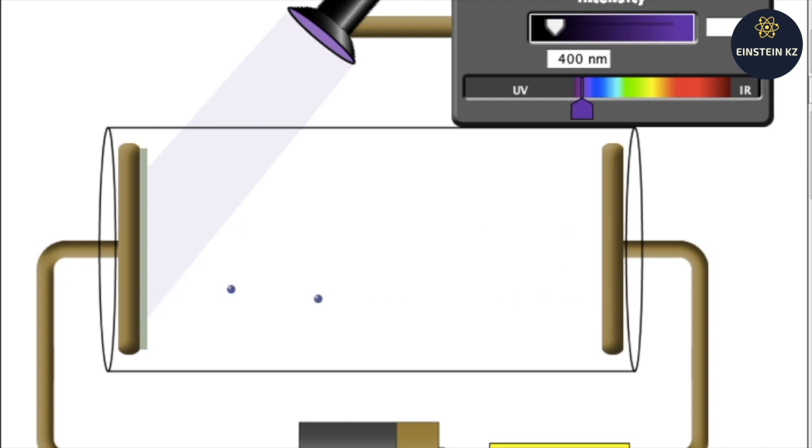But if we increase the light intensity up to 53, we see a rapid increase in the number of electrons. So we can see that the higher the intensity, the more electrons fly out from the surface.